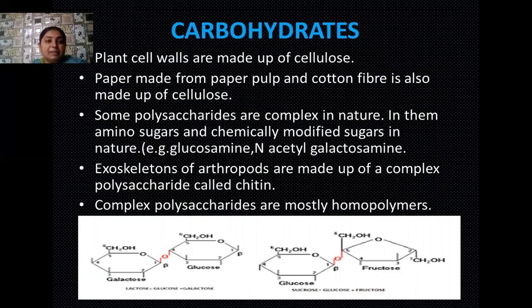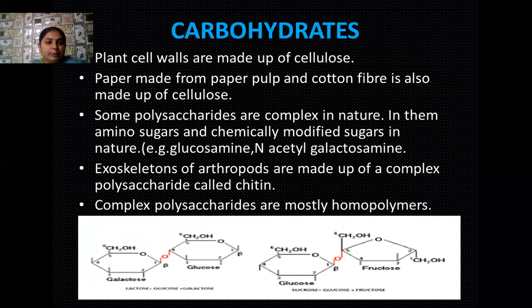There are certain polysaccharides which are very complex in nature. And what is the special character of these complex polysaccharides? In them, some foreign groups such as amino groups get attached to the sugar molecules, and they are chemically modified sugar molecules in nature. So the complex carbohydrates may be glucosamine, N-acetyl galactosamine. Here I am going to show you the molecular formula of N-acetyl glucosamine.